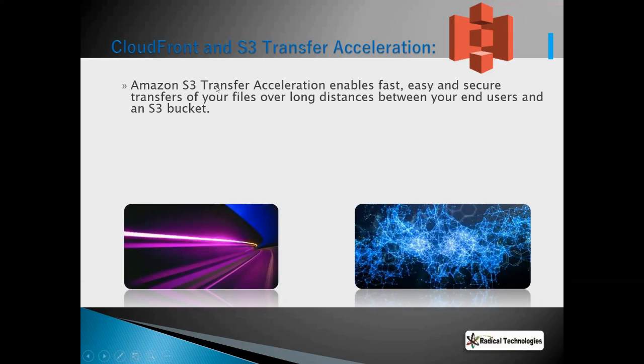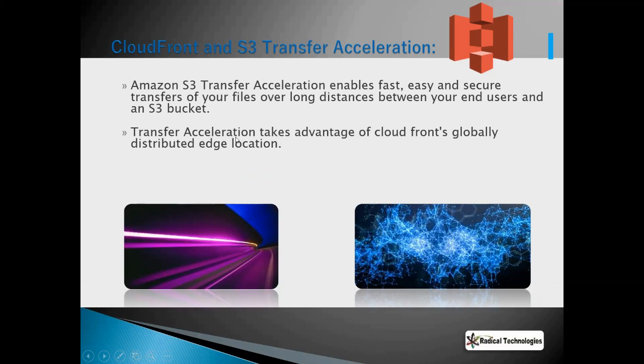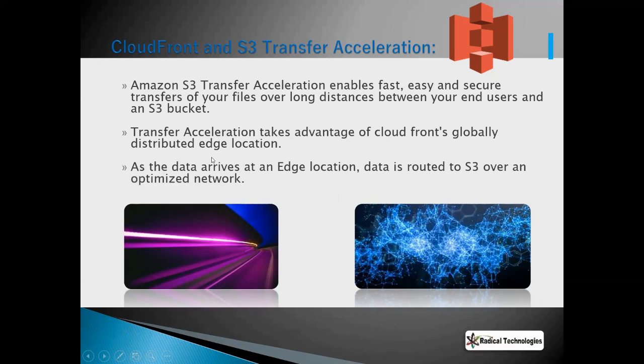So Amazon S3 Transfer Acceleration enables fast, easy, secure transfer of your file over the long distance between you, your end user, and the S3 bucket. Transfer Acceleration takes advantage of CloudFront's globally distributed edge locations. As the data arrives at an edge location, data is routed to S3 over an optimized network.